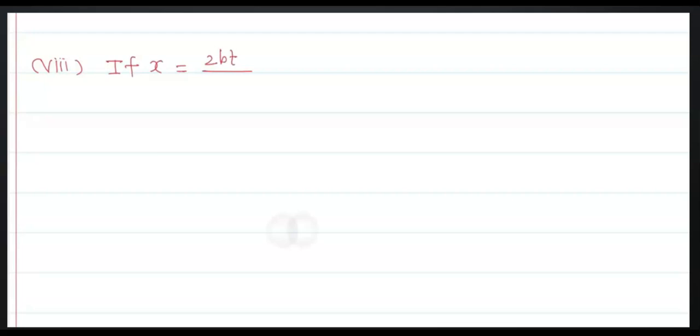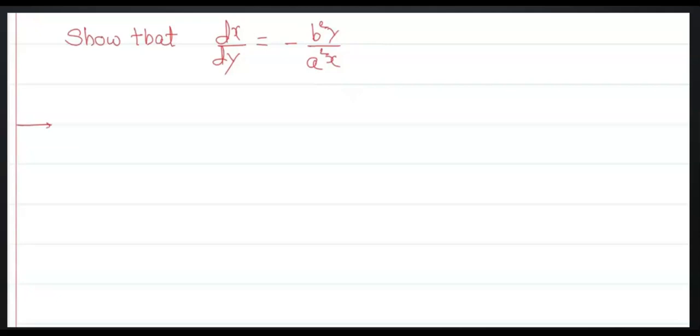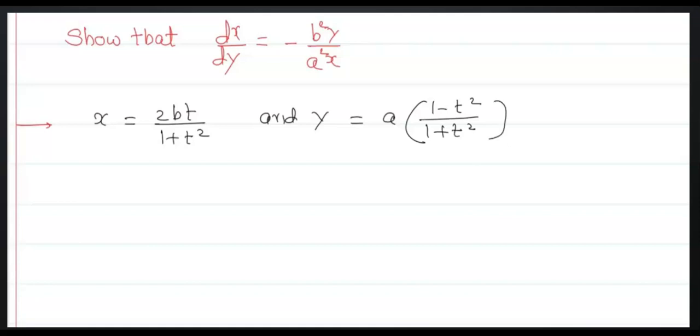eighth one. If x is equal to 2bt upon 1 plus t square, y is equal to a times root of 1 minus t square upon 1 plus t square, then show that dx upon dy is equal to minus b square y upon a square x. Very important as well as complicated. Now x is equal to 2bt upon 1 plus t square, and y is equal to a into bracket 1 minus t square upon 1 plus t square.